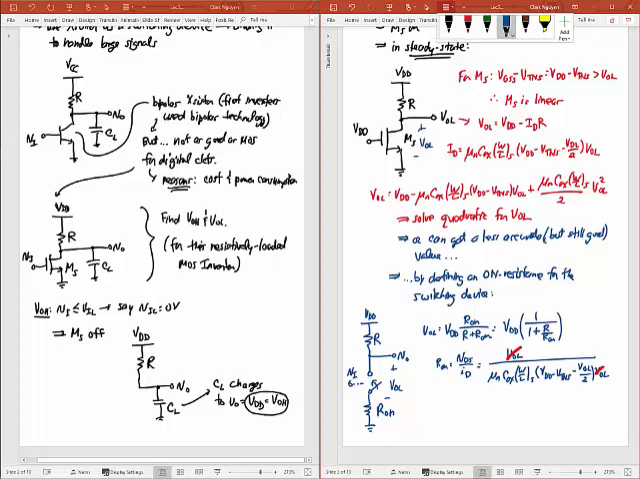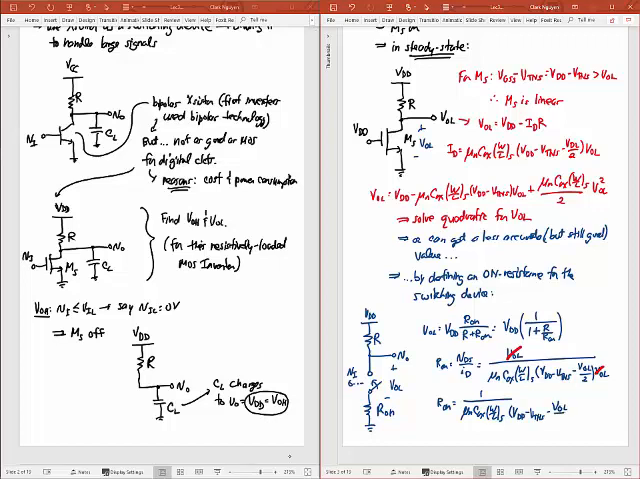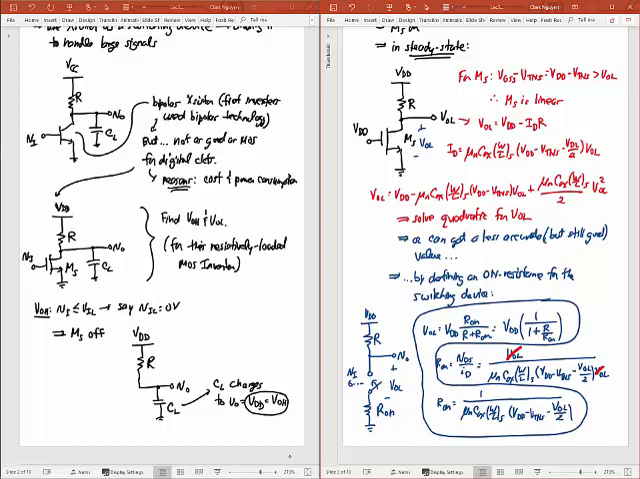Okay, and so in the end, I could say that R on is just going to be equal to 1 over mu n Cox W over L S times this thing, VDD minus VTNS minus VOL divided by 2. Okay, and so these two together present a more simplified vision of what exactly this transistor is doing here.